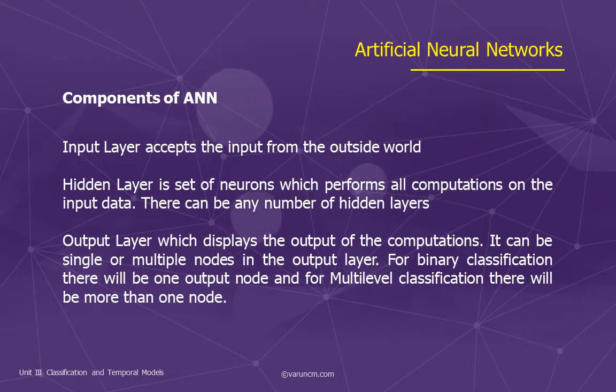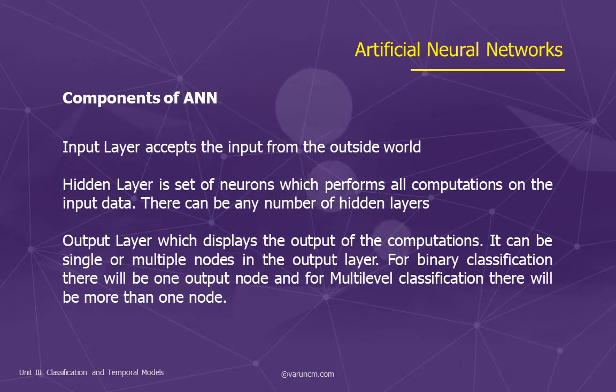First is the input layer. This input layer is meant for accepting the input from the outside world. And the second is the hidden layer. As I said, the hidden layer may be single or multiple. Any number of hidden layers may be present. What is the purpose of the hidden layer? The hidden layer is a set of neurons which performs all computations on the input data. The input layer will be getting the input, and this hidden layer will be processing that input and performing all the computations. So this may contain any number of hidden layers.